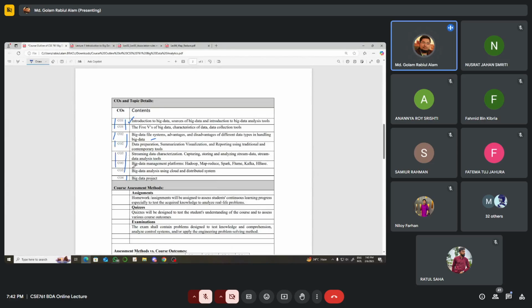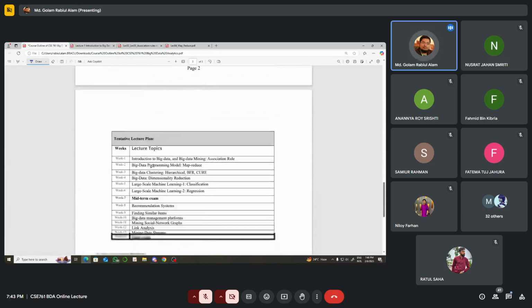And from CO3, streaming data characterization, capturing, storing, and analysis of data streams, and data analysis tools are covered. And big data management platforms like Hadoop, MapReduce, Spark, Flume, Kafka, and HBase, those topics we will discuss under CO3. Another CO3 topic is big data analysis, specifically in distributed systems. And finally, CO4 will cover the big data project.